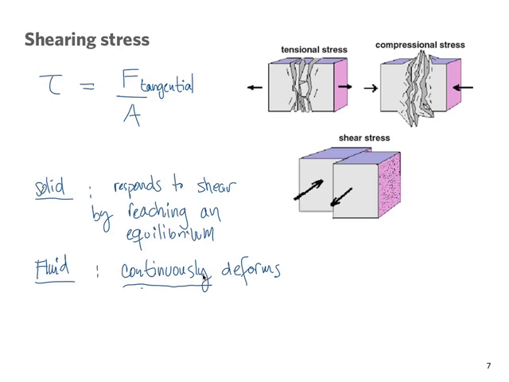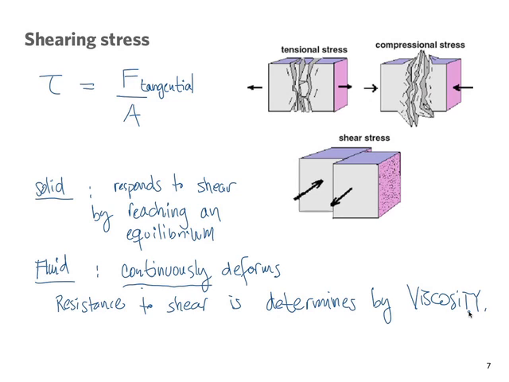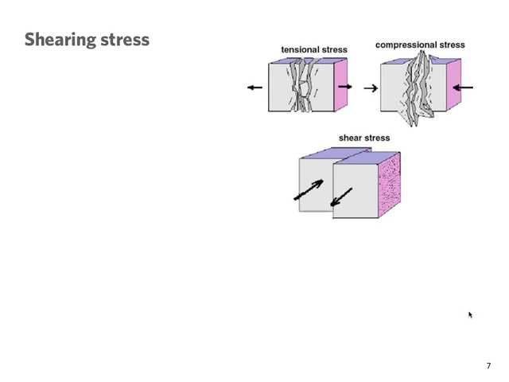Now, what resistance the fluid exerts to the shearing is determined by a property of the fluid called viscosity. So, viscosity. Now, this is a problem that was considered by Sir Isaac Newton way back when.